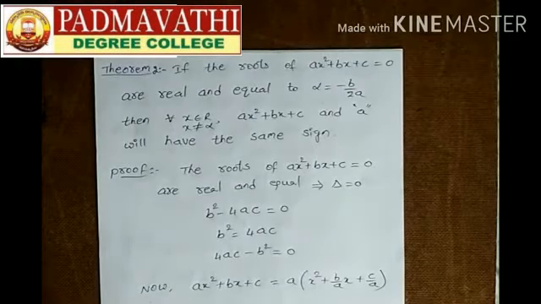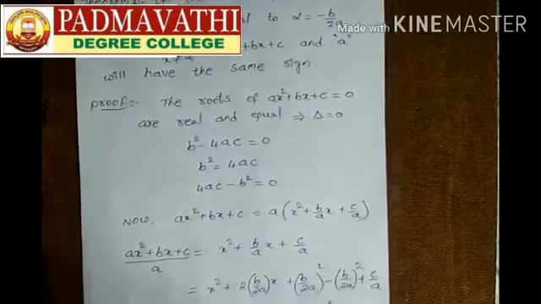Now the second case: if roots are real and equal and x is not equal to minus b by 2a, then ax square plus bx plus c and a will have the same sign. So this is the second case in the discriminant value. Roots are real and equal. So here we can prove this statement.